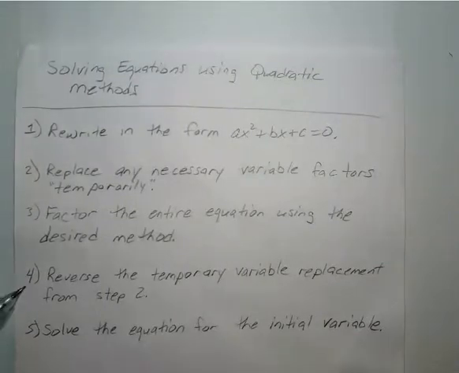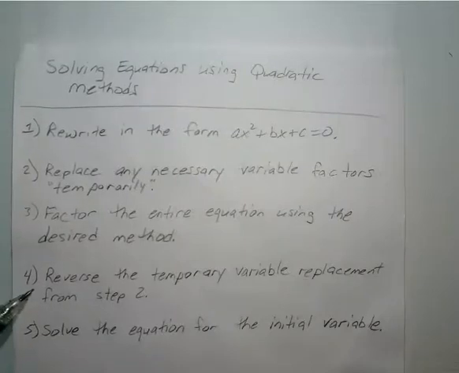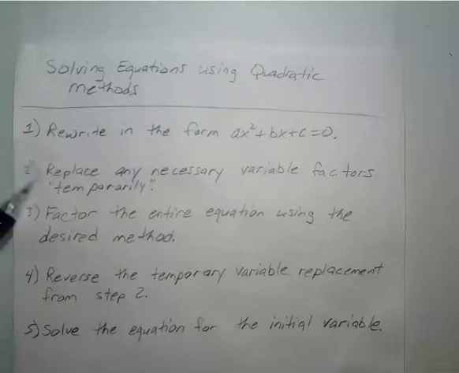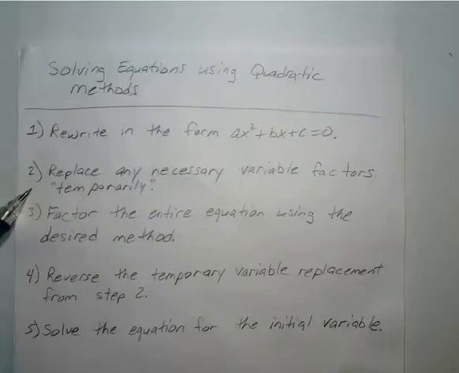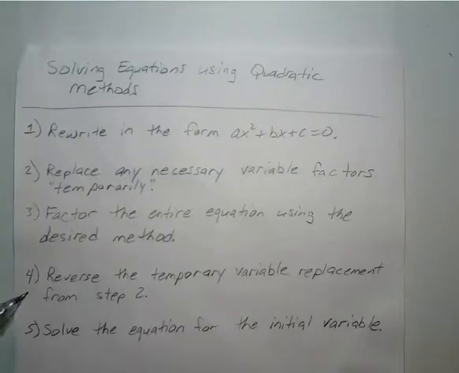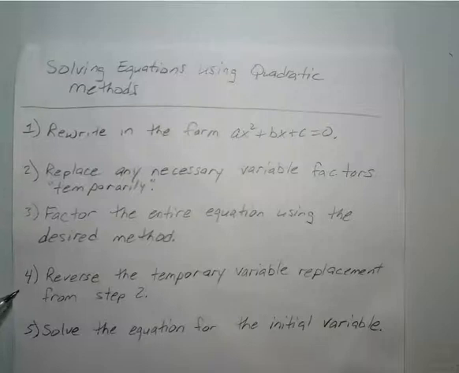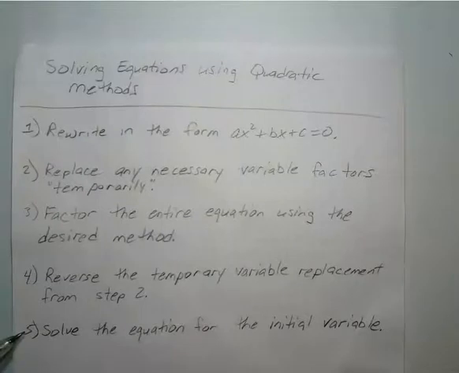Fourth step, you want to reverse the temporary variable replacement from step 2. So whatever you replaced in step 2, you want to replace it back. And your fifth step is to solve the equation for the initial variable. So whatever variable you started with in step 1, that's what you want to solve for.